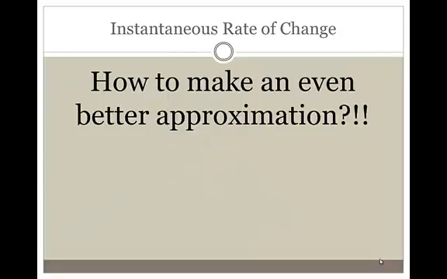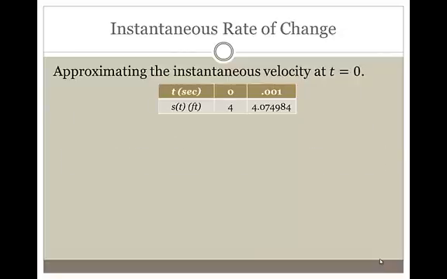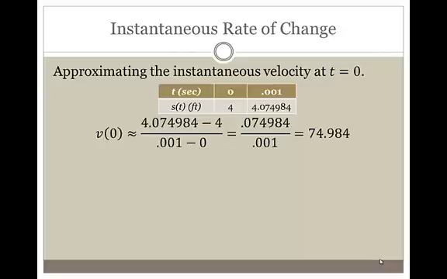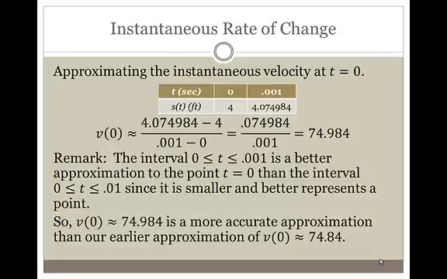So how do we make it even better than that? We have to pick an even closer point. Now let's approximate the instantaneous velocity at t equals 0 using the interval from 0 to 0.001 second. Here, doing the same calculation, we get that v of 0 is roughly 74.984. And again, we have a better interval than we did before, because the interval from 0 to 0.001 better represents a single point than the interval from 0 to 0.01. So our new approximation, v of 0 is roughly 74.984, is a more accurate approximation than our earlier one of v of 0 is roughly 74.84.